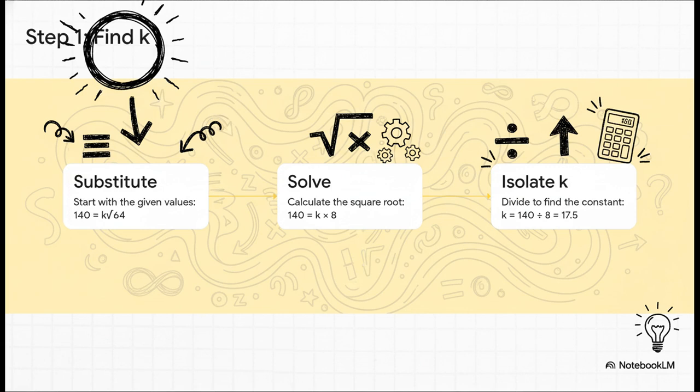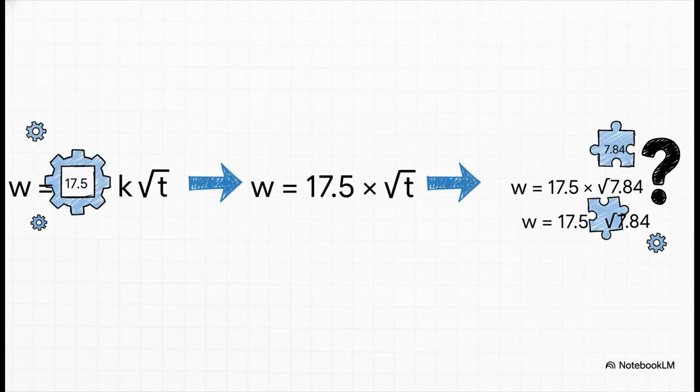Your second method mark, another M1, comes from finding that constant of proportionality, which we call K. You just sub in the numbers they give you. W is 140 when T is 64. The square root of 64 is 8, so you just do 140 divided by 8, which gives you a K value of 17.5.